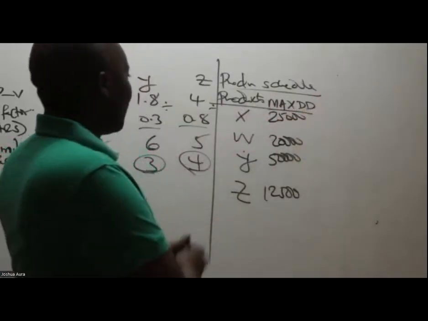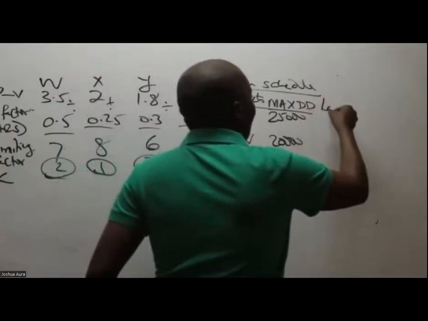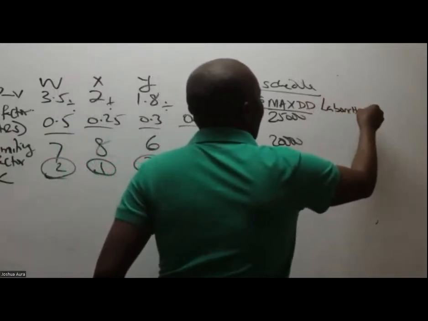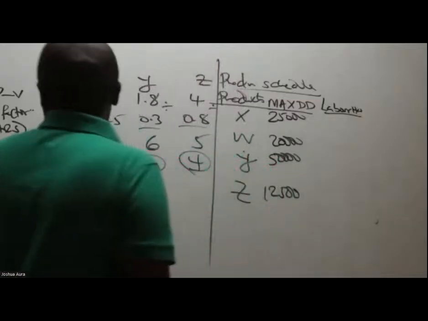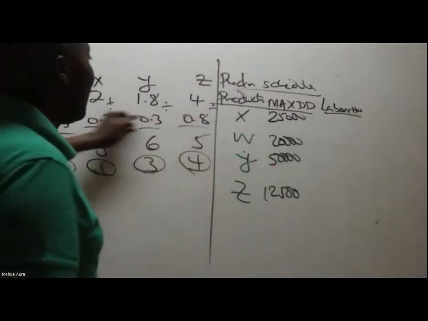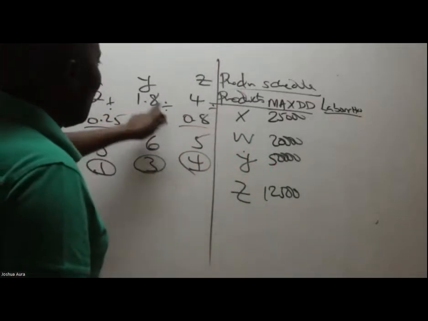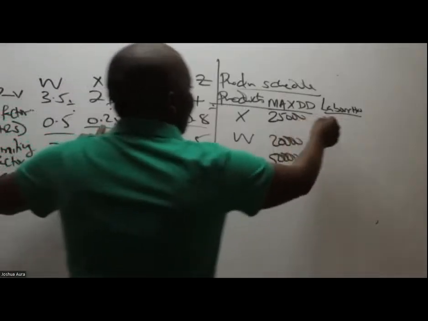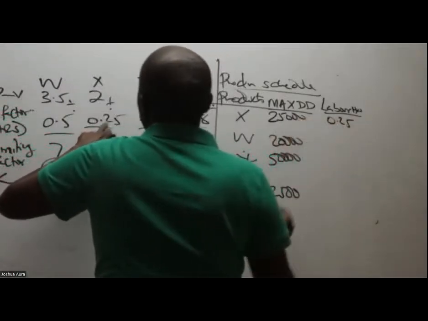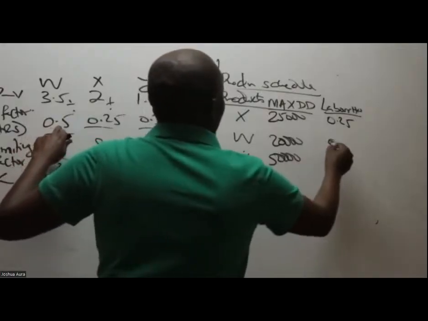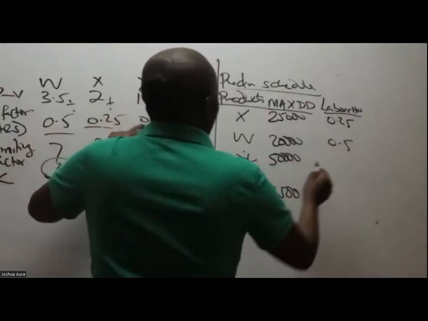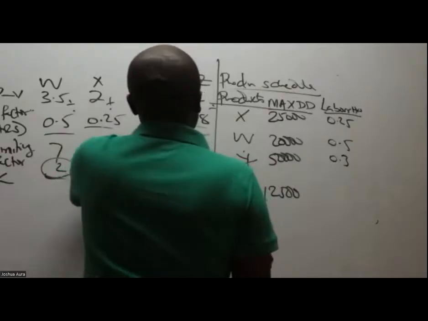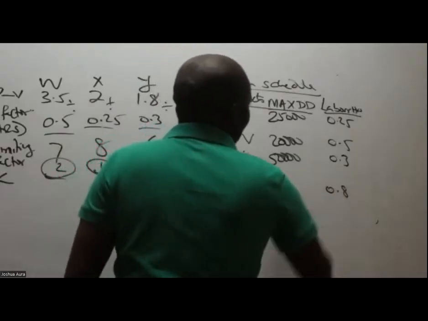The labor hours. So I need the labor hours. So give us the labor hours. And normally you duplicate the labor hours the way they are provided here, of course following the ranking now. So we know that X is 0.25, W is 0.5, Y is 0.3, and Z now is 0.8, like that.